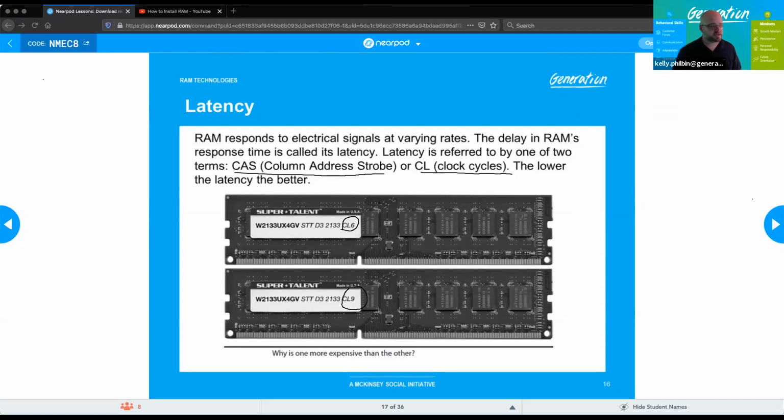Layla, can you tell me which one of these RAM chips will be faster just based on this last number here? You got it, Layla.